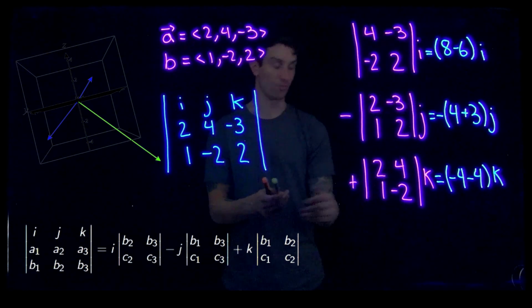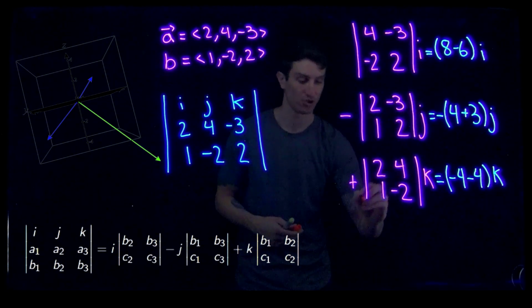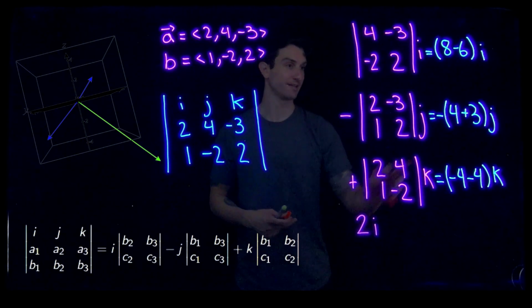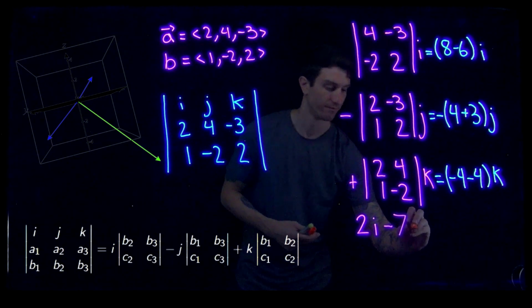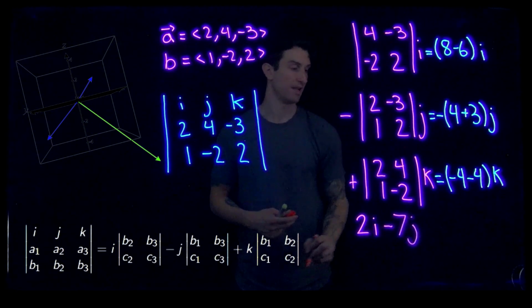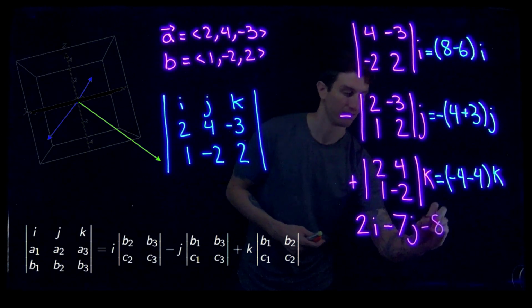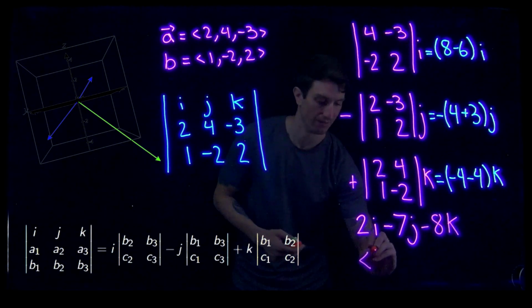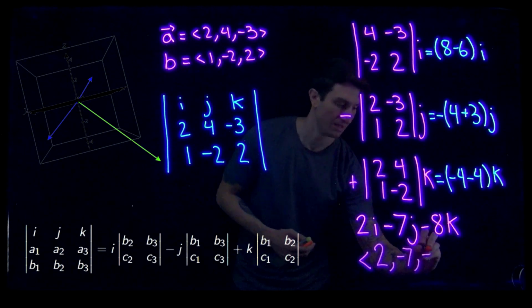Let's just write it out right below. What do we have? We have 8 minus 6, 2i. What's next? Negative 7j. And finally, minus 8k. And again, I'm not one for really physics notation, so we will have 2, negative 7, negative 8.